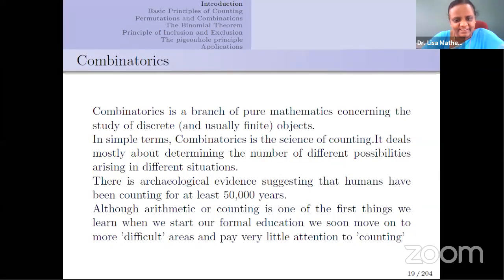Now, as I said earlier, one of the first things that every child learns to do when they start their formal education is to learn to count. But then after some time, we move on to what are called more difficult areas. Even in mathematics, we do very little of actual counting, and then we go to things like geometry, algebra, things like that. I'm not saying that those are not important, but counting is much more than what we normally think it is.